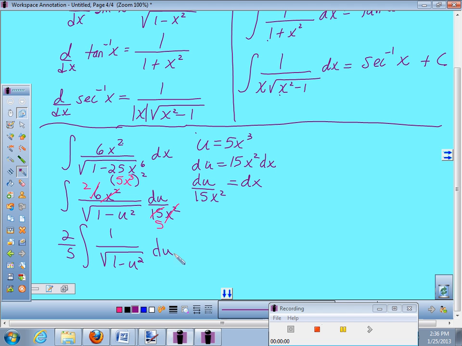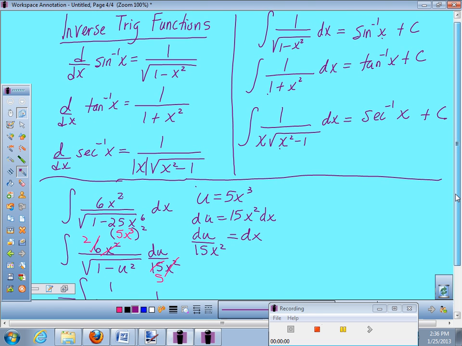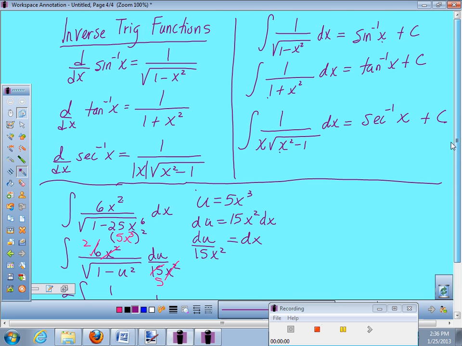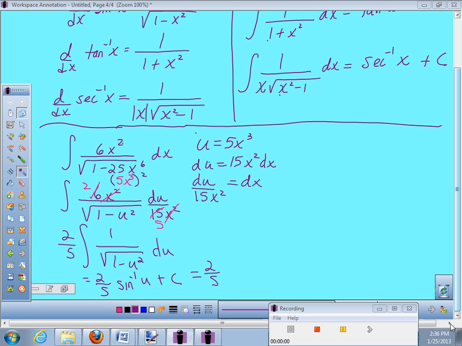Yes, it is. Looks like Juliet's been sinning. And so, yes, our final answer, well, actually, I guess we're not quite to our final answer. 2/5, what's this whole thing become? Inverse sine of u plus c, and then at last you would have to put back in the 5x cubed. That whole thing is this rule. It's that whole expression, that whole inverse trig function. That's why you've got to spot it as a whole inverse trig function.